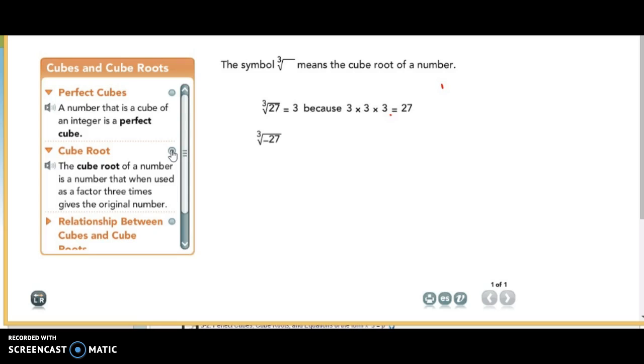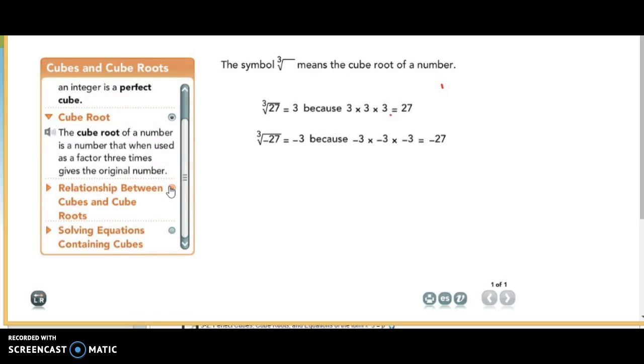So here you're noticing what the cube root is going to look like. It's going to look just like a square root, but right out in front there's going to be a little 3. So the cube root of negative 27 is going to be negative 3, because negative 3 times negative 3 times negative 3 is going to equal a negative 27. So you notice here, if we have a negative 27, then our answer is going to be negative as well. If it's positive, then the answer is going to be positive.